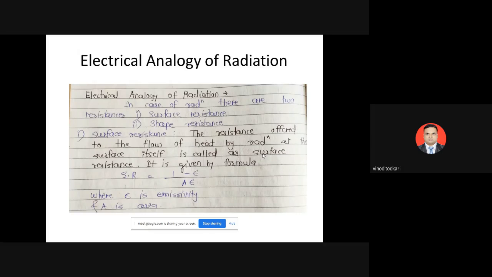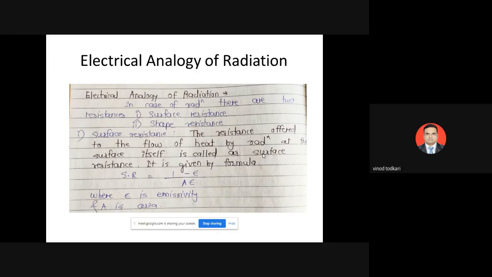Now, in case of electrical circuits, we consider three things. One is voltage, that is driving potential, one is current, and one is electrical resistance. Now, in case of thermal circuits, in case of radiation, the driving potential is sigma into bracket T1 raised to 4 minus T2 raised to 4, where sigma is the Stefan Boltzmann's constant. I repeat, in case of thermal circuits involving radiation, the driving potential is given by the formula sigma into bracket T1 raised to 4 minus T2 raised to 4.